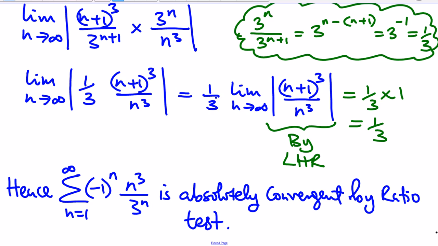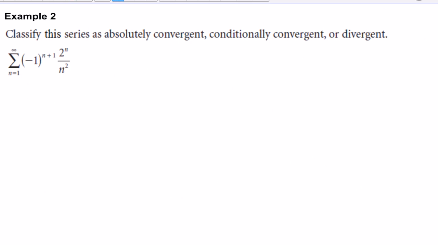So that's how you work out a question like that, applying the ratio test. Next question: classify this series as absolutely convergent, conditionally convergent, or divergent. So we are going to use the ratio test again.